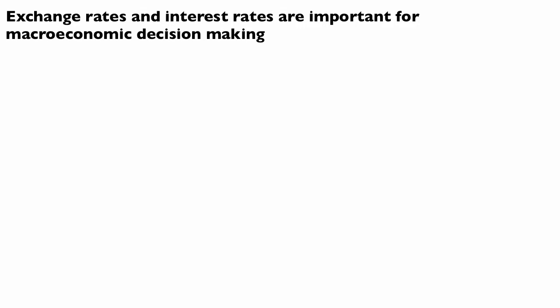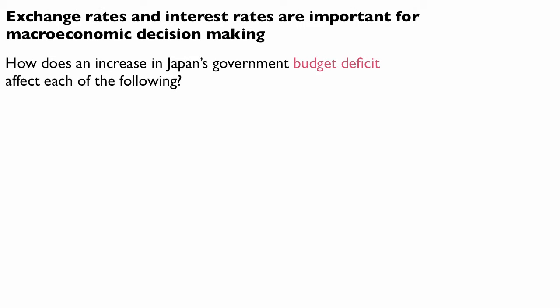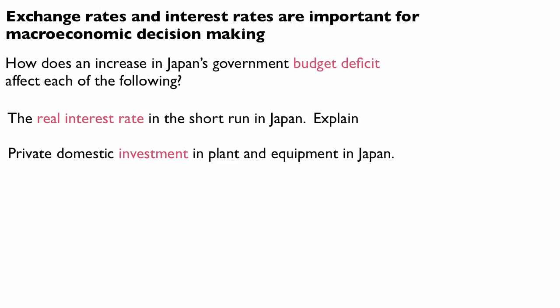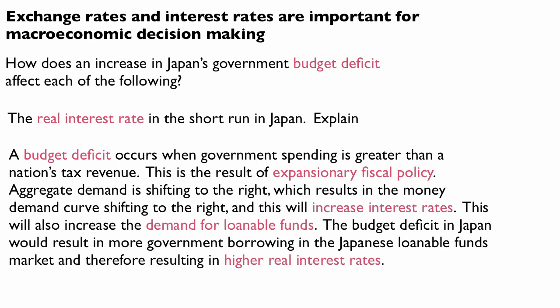Exchange rates and interest rates are important for macroeconomic decision making. How does an increase in Japan's government budget deficit affect each of the following? The real interest rate in the short run in Japan, private domestic investment in plant and equipment in Japan. The real interest rate in the short run in Japan.